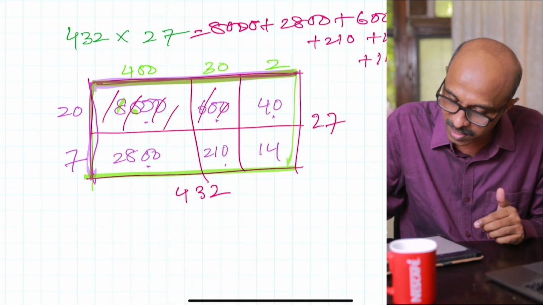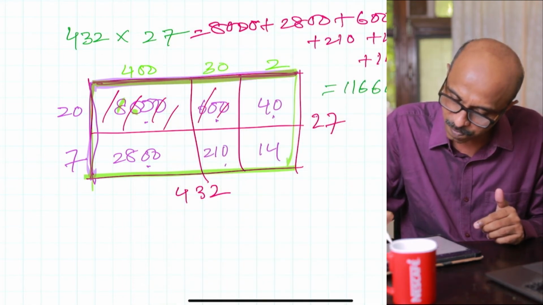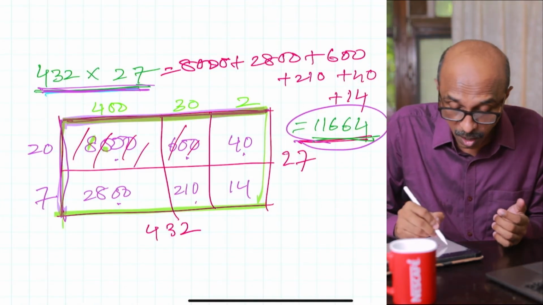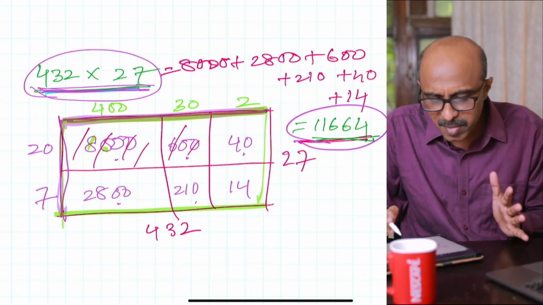11,064 should be the answer. Okay, so that's 11,664. All right, the total happens to be 11,664. You can check that out on your calculator. I love this method, the grid method.